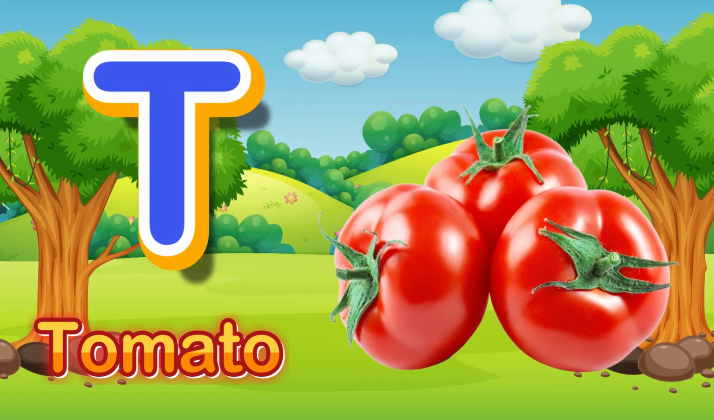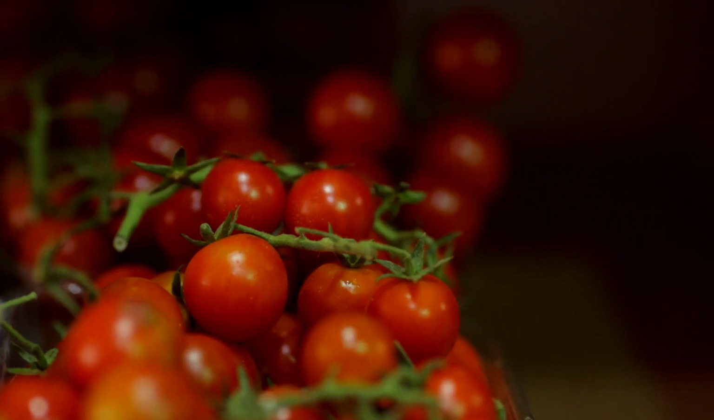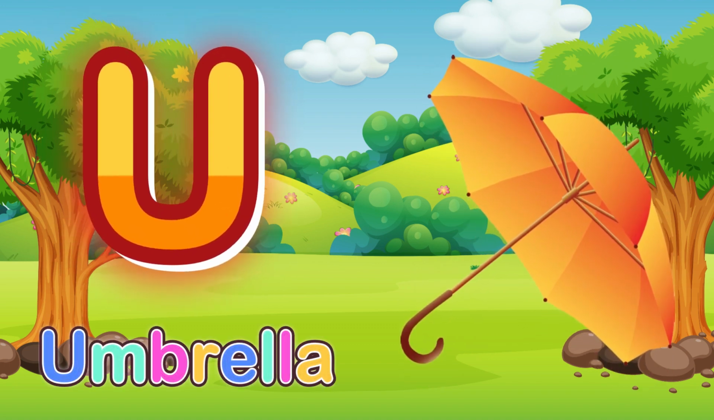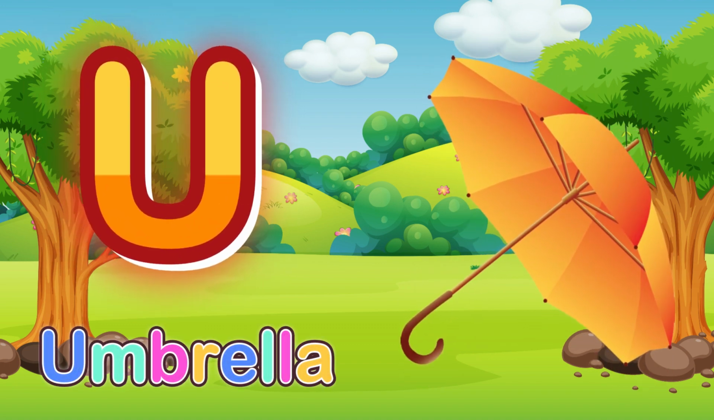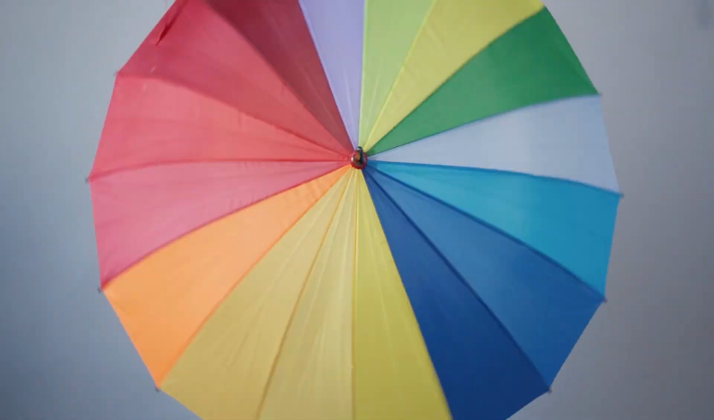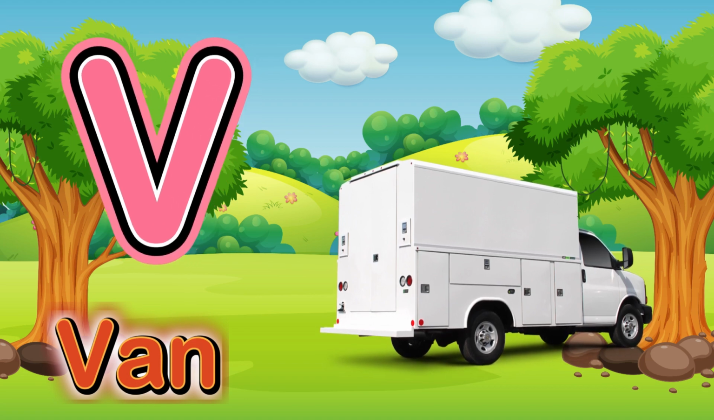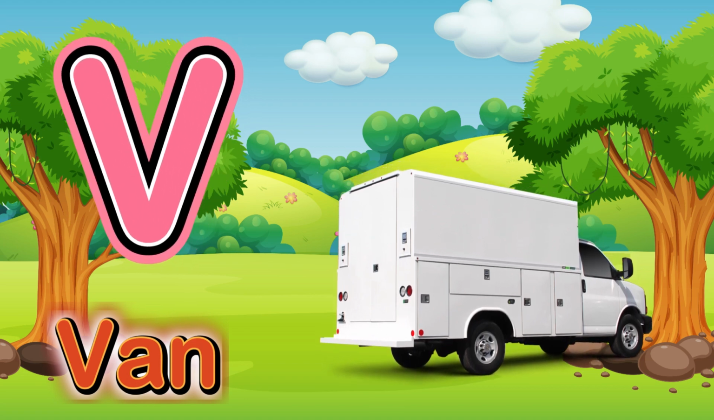T for tomato. A B C D E F G H I J K L M N O P. U for umbrella. X Y and Z. Now I know. V for van.